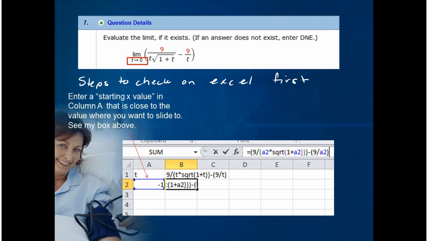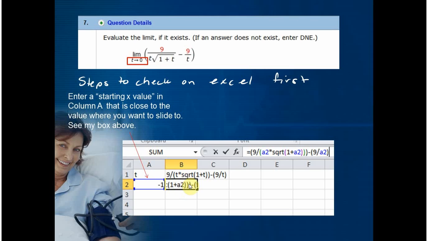Well, in Excel, in column A, you would put a value, and that value has to be close to where the limit is. In this case, t goes to 0, so I'm going to put a number that's to the left of 0, but close to 0. I put in the number -1. Notice that I cannot just plug in t equals 0 right here, because I will get a 0 in the denominator, and I can't evaluate this. So to find the behavior right at t equals 0, I cannot do that by just plugging in. So I'm just going to numerically see this by plugging in a number like -1 and seeing what happens.